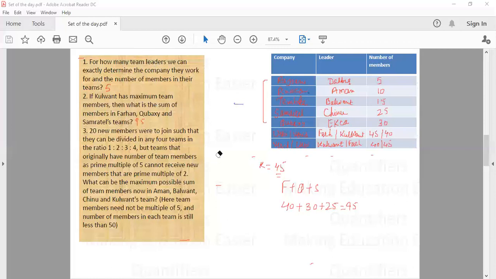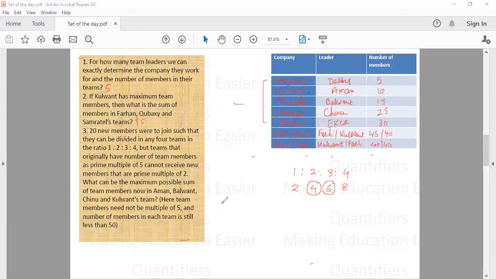The last one says, if 20 new members are added, and they can be added to any 4 of these 7 companies in the ratio 1, 2, 3, 4. So if 20 members are to be added in the ratio 1, 2, 3, 4, the members will be 2, 4, 6 and 8. And they have to be added in any 4 of these 7 companies. But the condition is that the teams that originally have a number of team members that are prime multiples of 5 cannot receive new members that are prime multiples of 2. Now prime multiples of 2 are 4 and 6. So the teams which already have the number of members equal to the prime multiples of 5 cannot have 4 or 6 members added to their team.